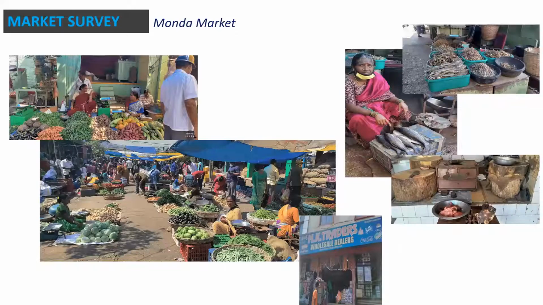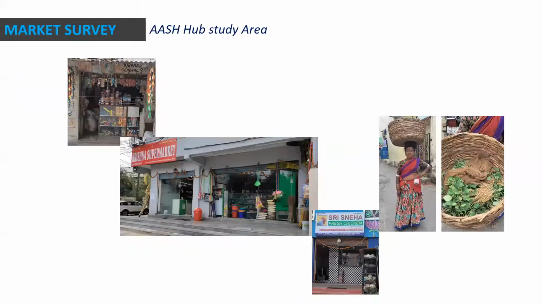And these are the images of the market survey. Here we can see the Monda market. Monda market is a very huge market area wherein we get all the fruits and vegetables, dry fish, and flesh food items. We have wholesale shops and retail shops in that market. This is the area from where the hub participants go to procure their foods. And this is the market in the hub area itself. We have a limited number of small kirana stores, which are small grocery stores, a super mini market, and local vendors who come on a daily basis.